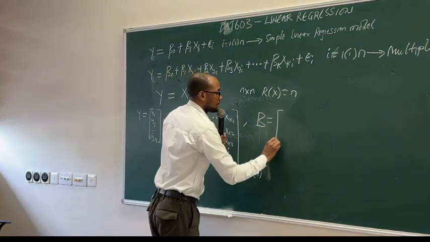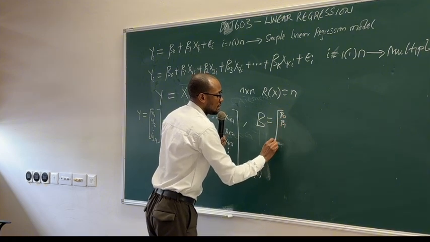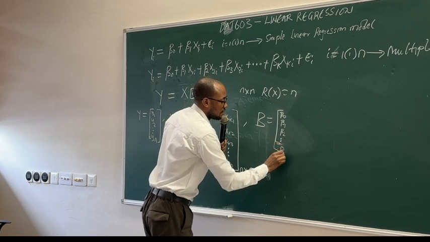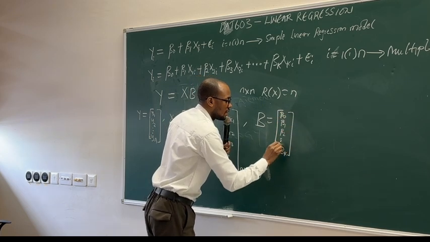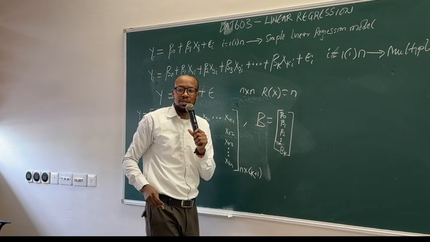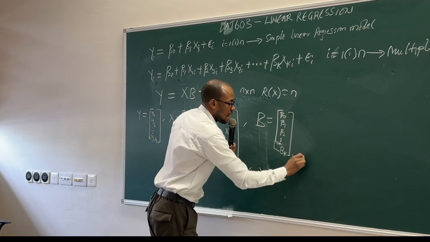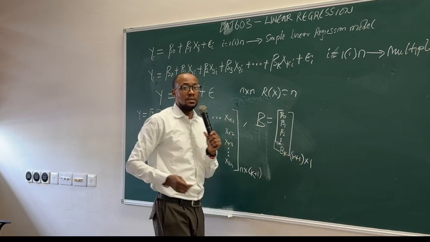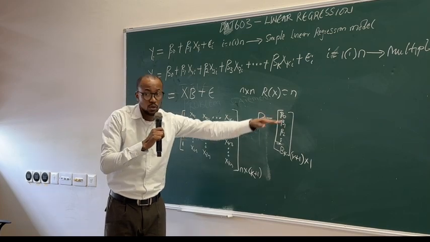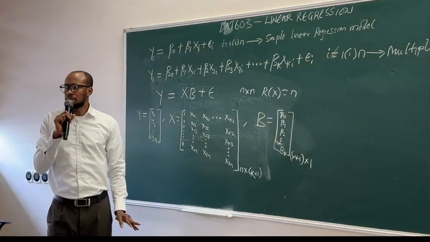So B contains beta naught, beta 1, beta 2, down to where? Down to beta k. Now what will be the dimension of this matrix? This matrix will have a k plus 1 by 1 dimension. That is, you know how many rows here, right? There are k plus 1 by 1. Alright, so that is for the beta.